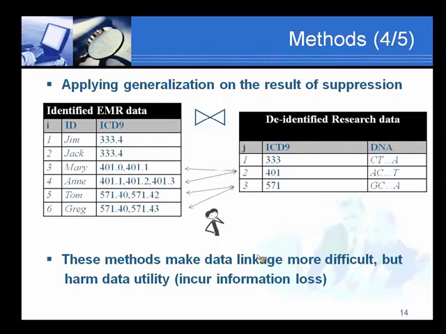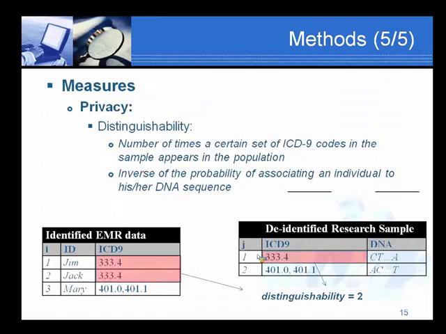The intuition is again the same, but at this point I would like to note that all of these methods make data linkage more difficult, but may harm data utility because not all of the information contained in the original data is released. So we have to measure both privacy and the utility of the data.